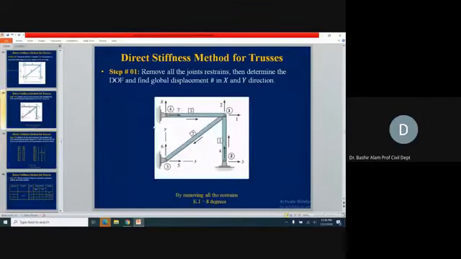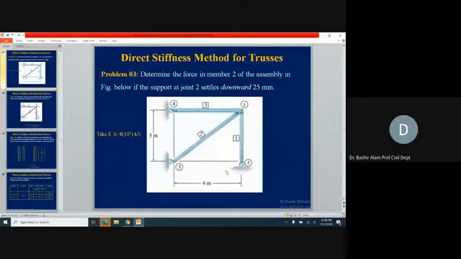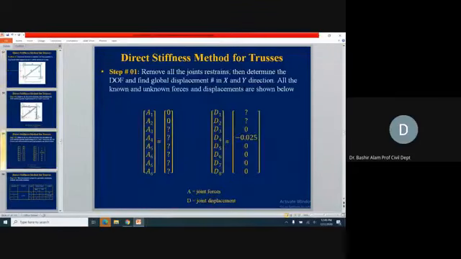Correspondingly, you can see the reactions, these actions also. For D1 and D2, we don't have any load, only settlement is involved. Because of the settlement, we are finding out the member forces. So it means the action forces A1 and A2 are 0, 0. We have the pre-displacement, and it is now accommodated.